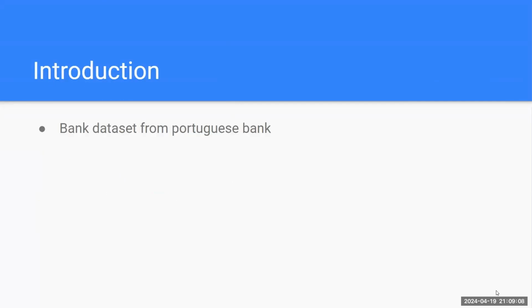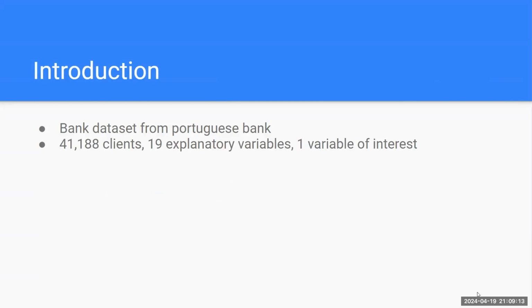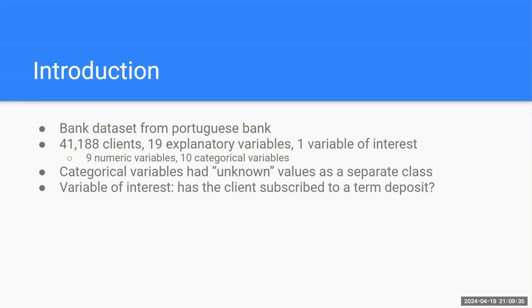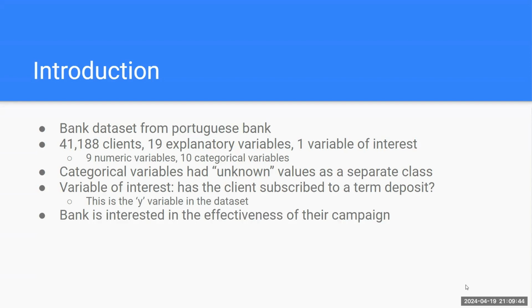So for our introduction here, the bank data set is from a Portuguese bank, and it encompasses data from 41,088 clients. It has 19 explanatory variables, including 9 numerical and 10 categorical variables, the latter of which notably classifies the unknown response distinctly. And central to this data set is the pivotal Y variable indicating whether a client has subscribed to a term deposit, a key interest for the bank to assess the impact of their marketing campaigns.